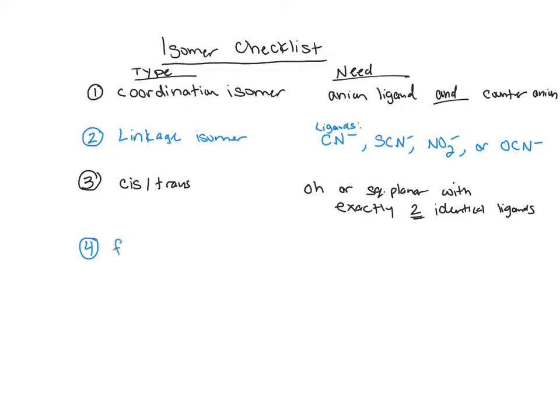The next isomer we discuss, fac-mer. And to have fac-mer isomerism, you must have an octahedral shape with exactly 3 identical ligands. I say exactly 3 because if you have 4, you do not have fac-mer isomerism with an octahedral structure. You need to have 3 of the same exact ligand.